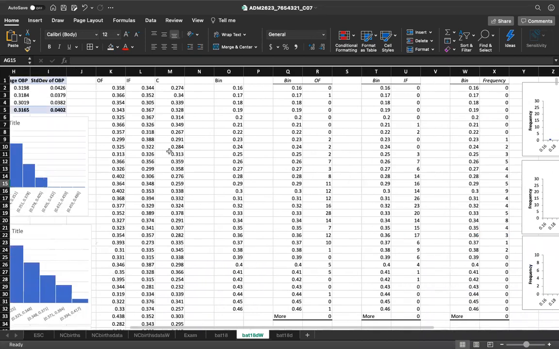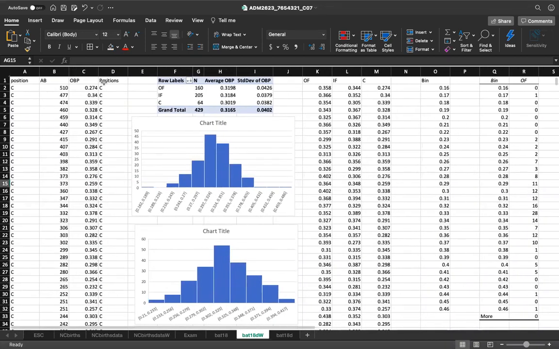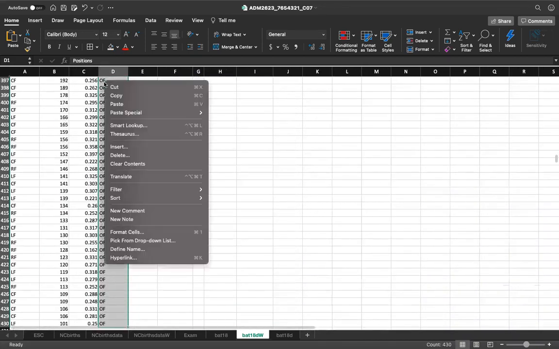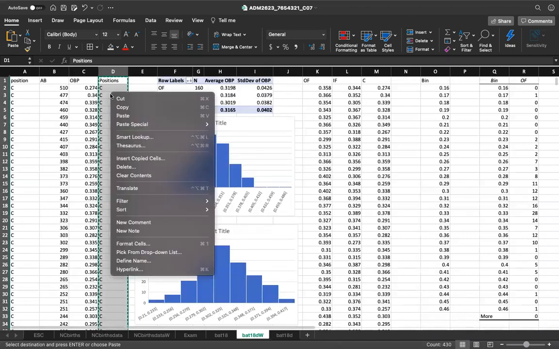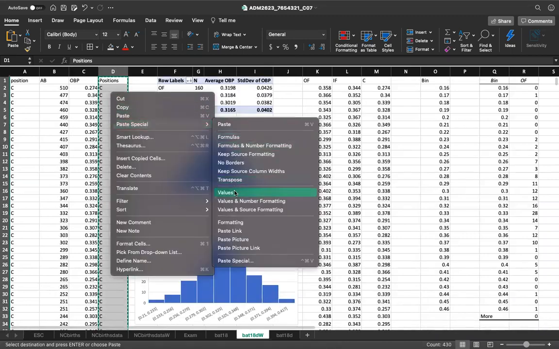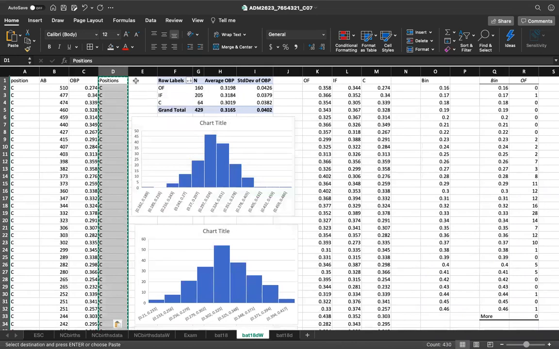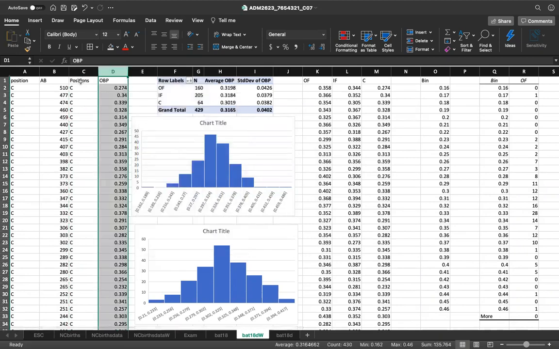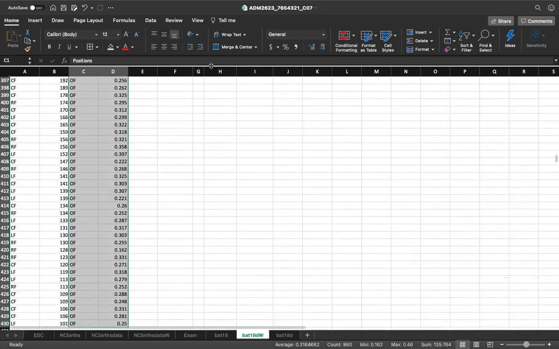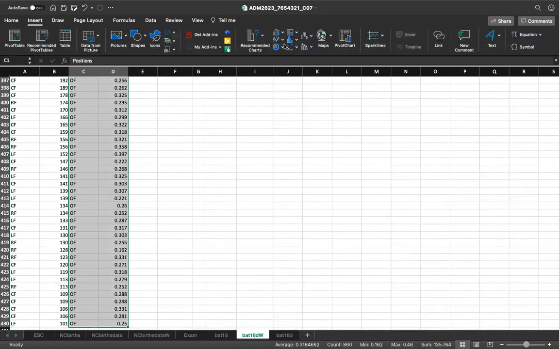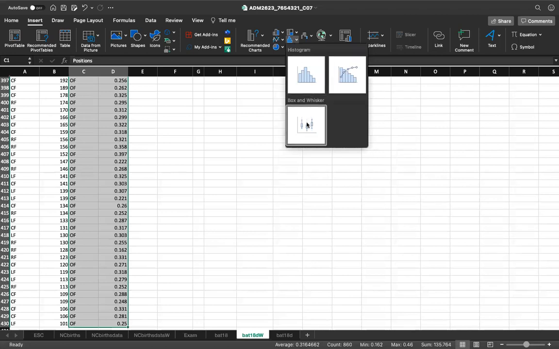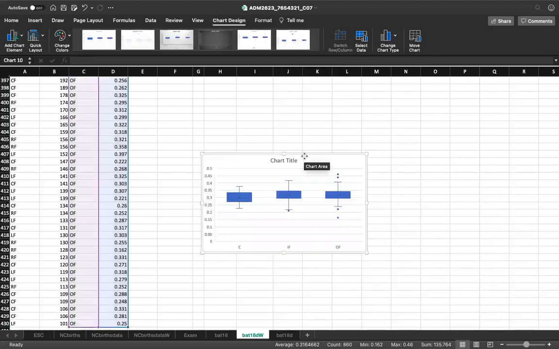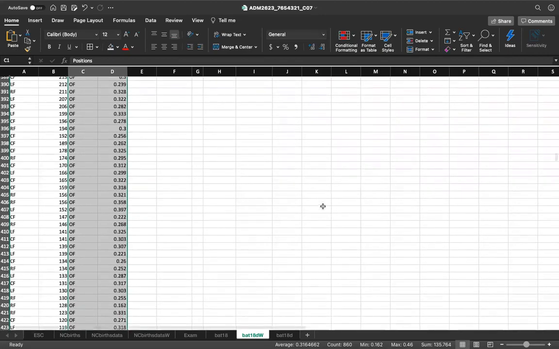Let me organize it a little differently. First thing is I say copy and say paste special as values. So there are no formulas in this. And then we cut it and insert the cut cells. So if this is the order, then I believe it should work properly. Yeah, so it was the issue with the order.